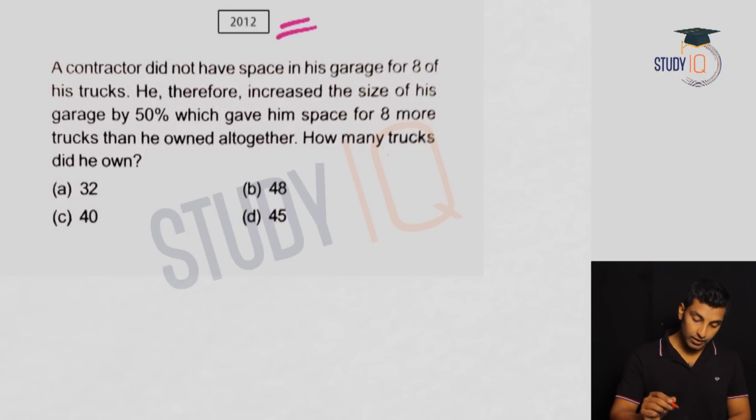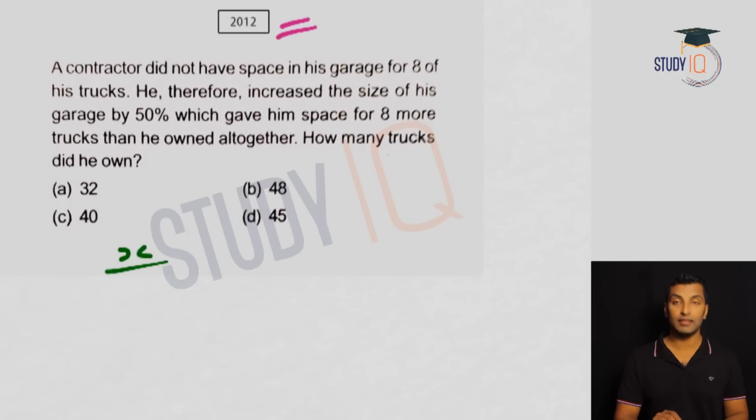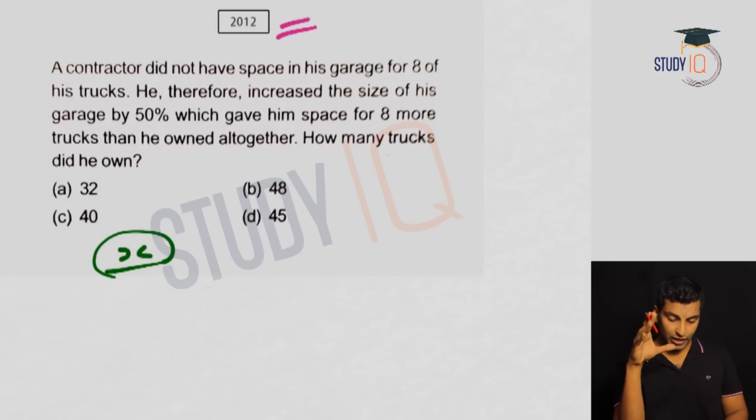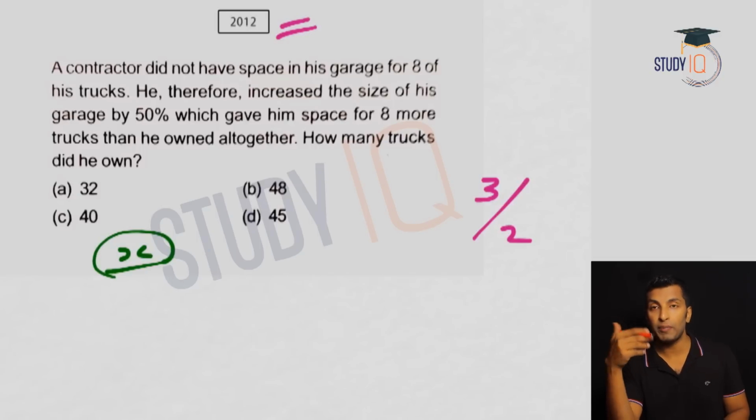Okay, what you need to do here is assume that x is the number of trucks he had. So you need to find x. In the first case, he increased the garage's size by 50%. That means the ratio of the old size and the new size is 3 to 2, right? 50% increase means 150, earlier 100. So 150 by 100 means 3 by 2 is the ratio or fraction.